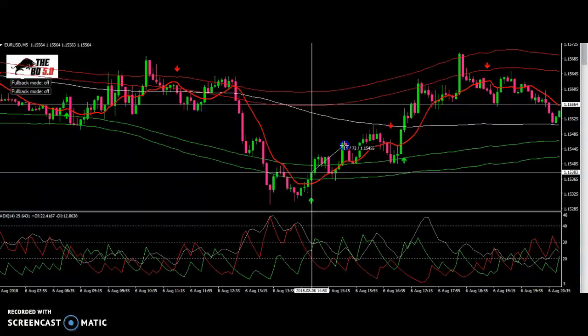10 pips would have been somewhere here, would it? 8. 10 pips about there somewhere. So around about a bit over an hour and a bit.